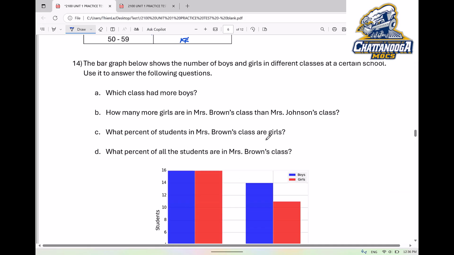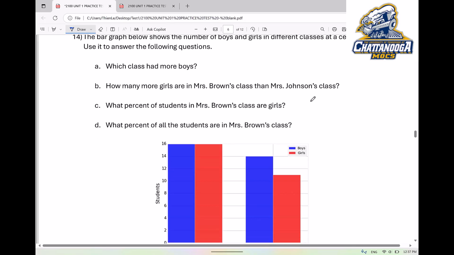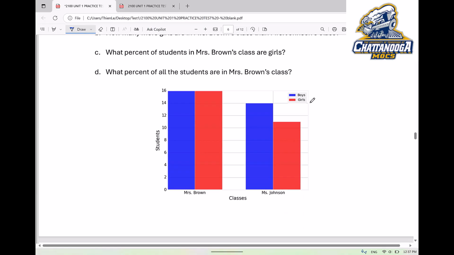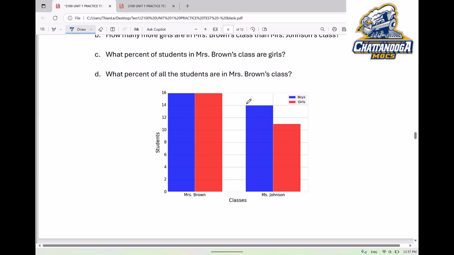Let's look at number 14. The bar graph below shows the number of boys and girls in different classes at a certain school. Use it to answer the following questions. Which class had more boys? How many more girls are in Mr. Brown's class than Mr. Johnson's class? What percent? Okay, so let's go one by one. Which class has more boys? Brown or Johnson? Brown, right? They have 16 boys. Johnson only has 14, right?